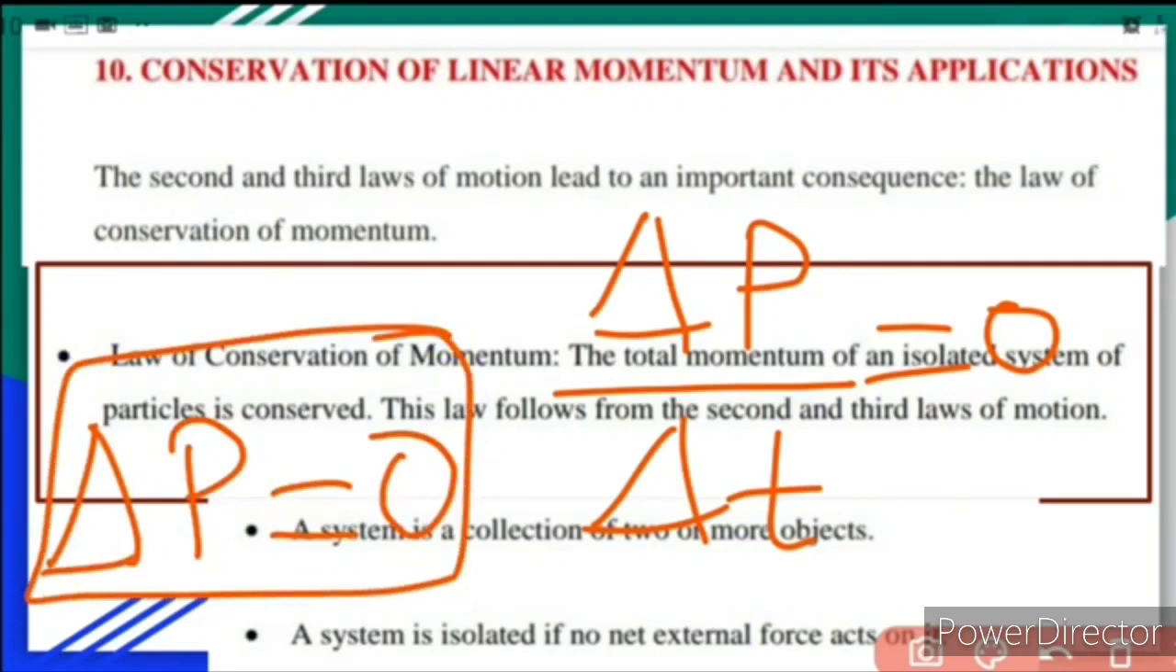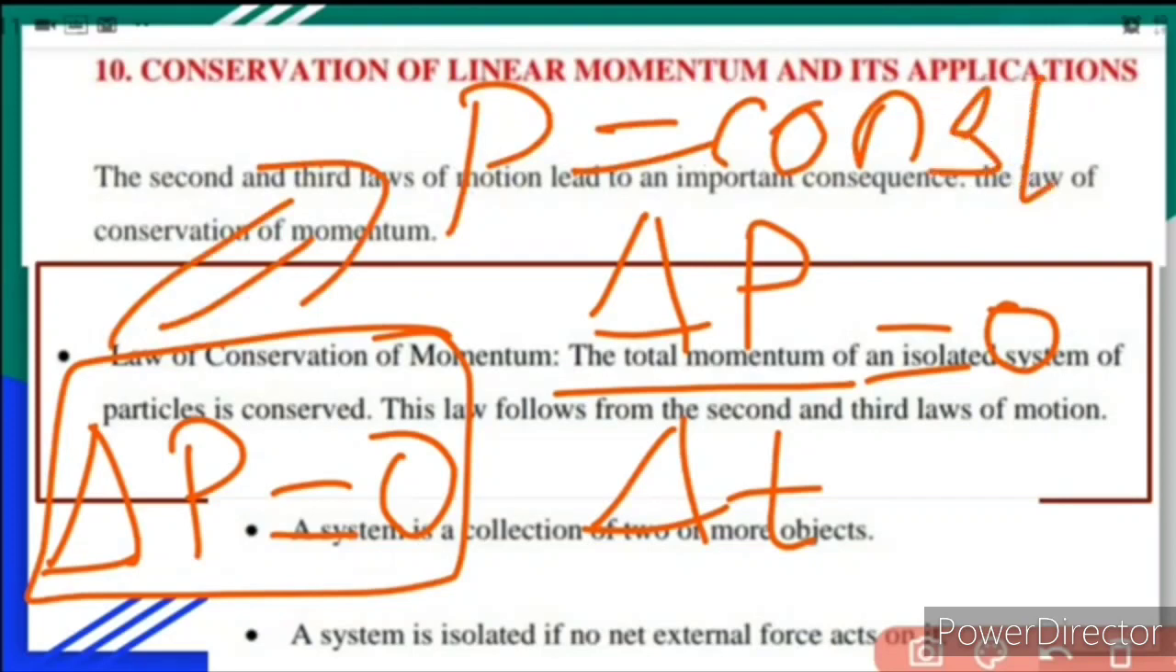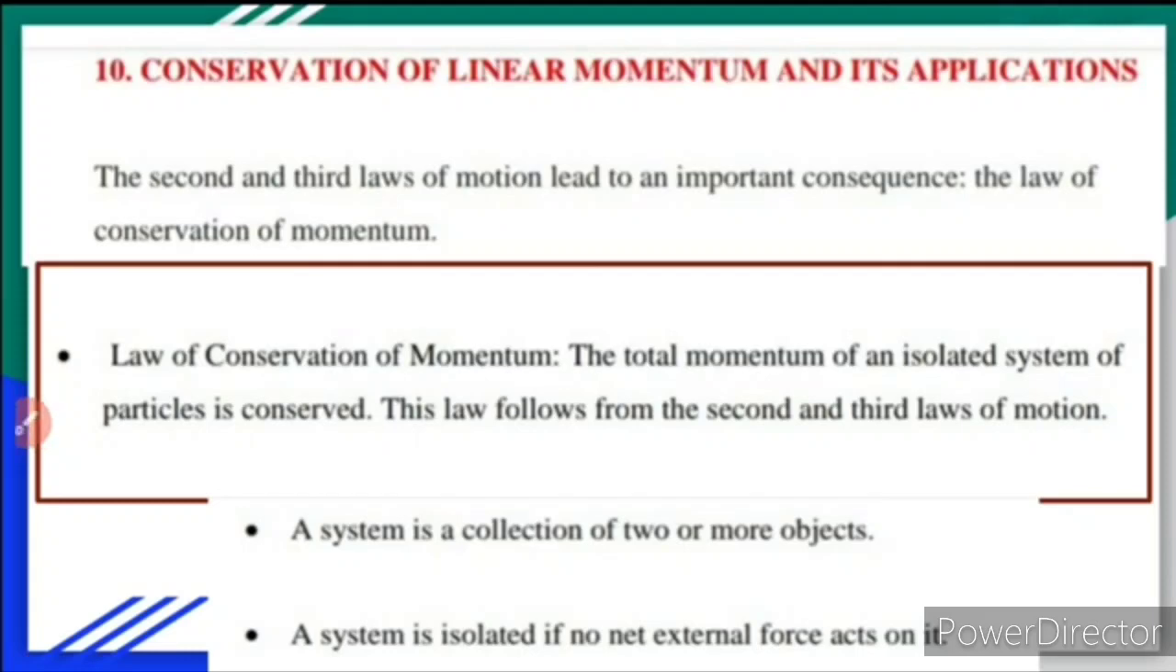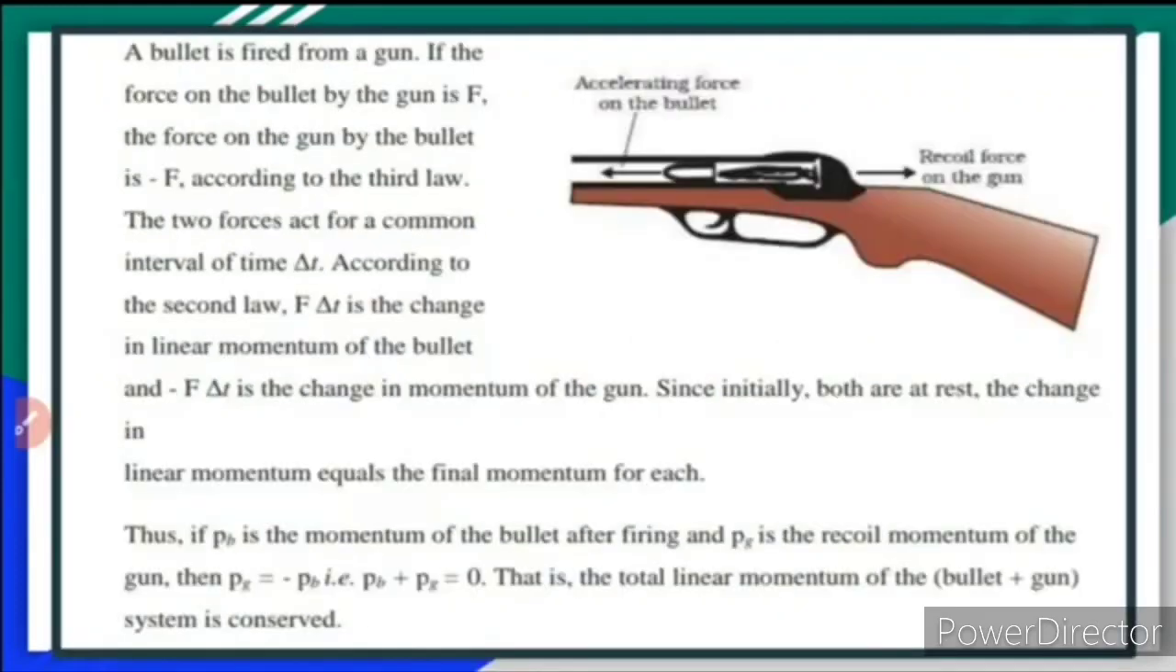What is delta P? Delta P is the change in momentum. What do we mean by stating that change in momentum is 0? Change in momentum equal to 0 means momentum is constant. So this implies P equal to a constant. So this is how we get the law of conservation of momentum directly from the second law of motion. Once again, the statement of the law of conservation of momentum is very simple: total momentum of an isolated system of particles is conserved. Your system means a collection of two or more objects, and isolated system means the external force acting on the system is 0. So that's the law of conservation of linear momentum.